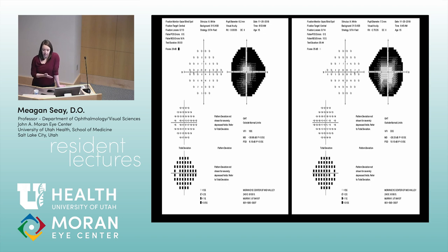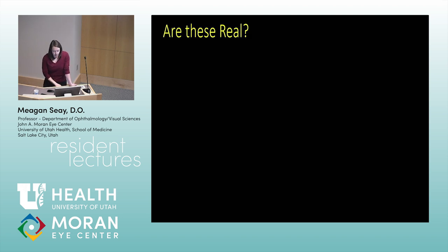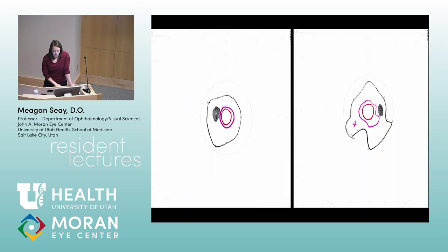So when they move back, you expect the field to expand. If it stays the same, or sometimes gets smaller, then that's highly suspicious for non-physiologic vision loss. So you could get a Goldmann too, that's another option. Your Goldmann is also concerning.